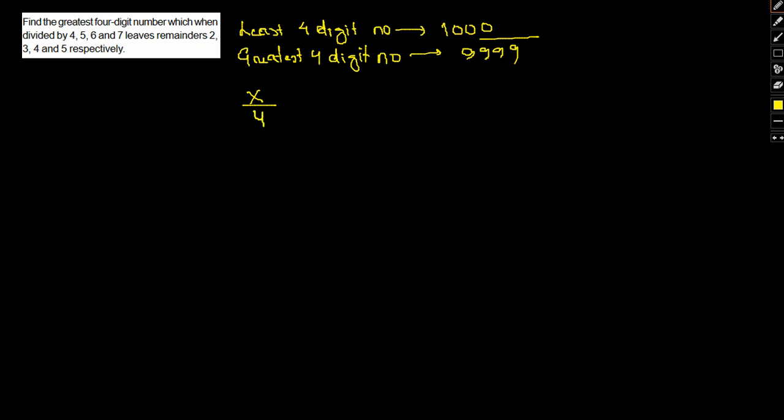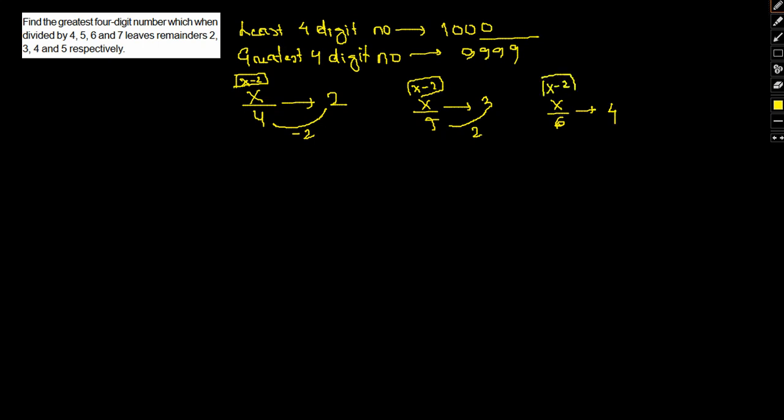Okay, so when x is divided by 4 we get remainder 2. Okay, so difference here is of 2, that is x minus 2. Similarly x when divided by 5 gives remainder 3, again difference is of 2, so x minus 2. Okay, similar condition exists for all. By 6 leaves remainder 4, x minus 2, and similarly x divided by 7 leaves remainder 5, again minus 2. Okay, so this is the case which we have observed in all these cases.